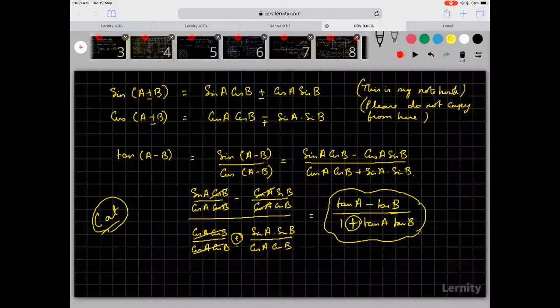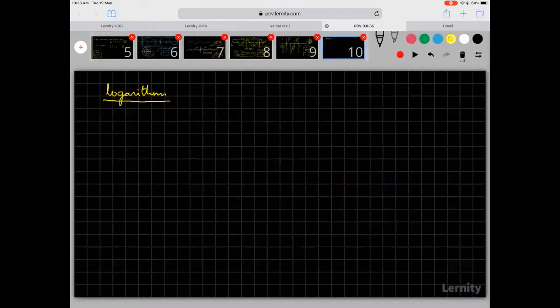And see, my objective, friends, is not to teach you maths. My objective is not to teach you anything. My objective is to try to help you be independent.